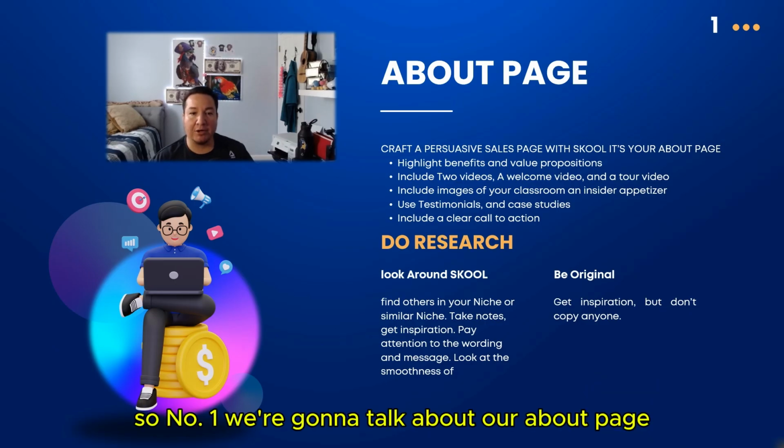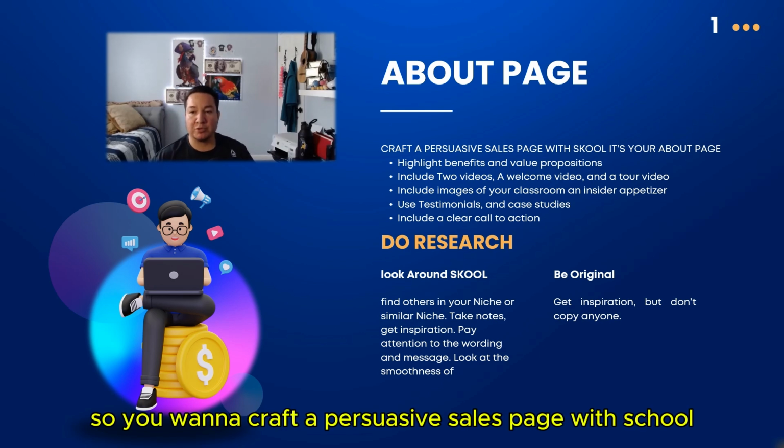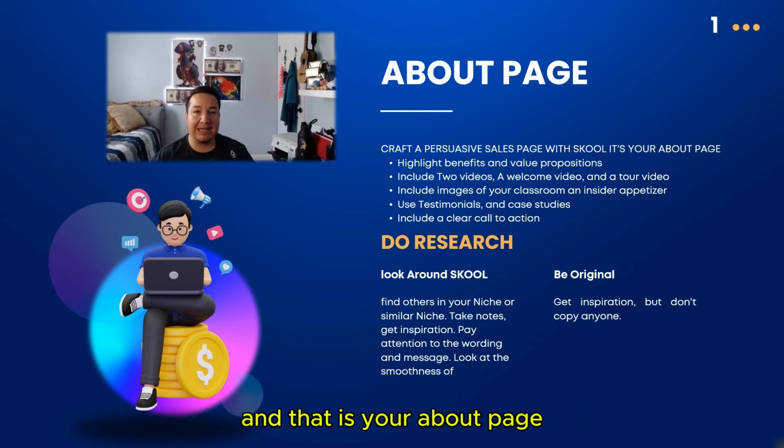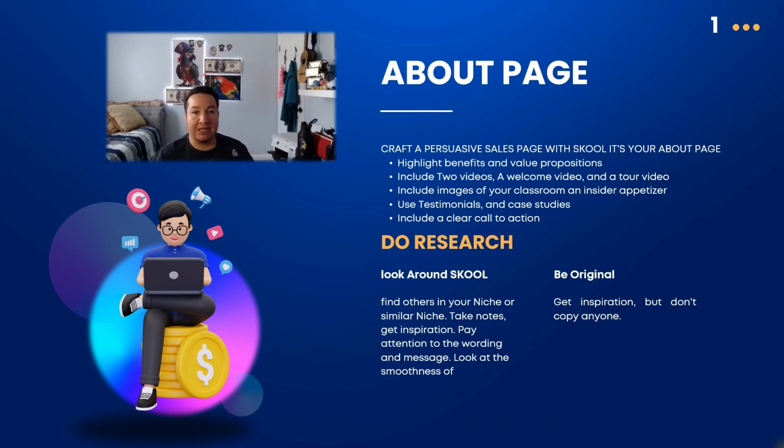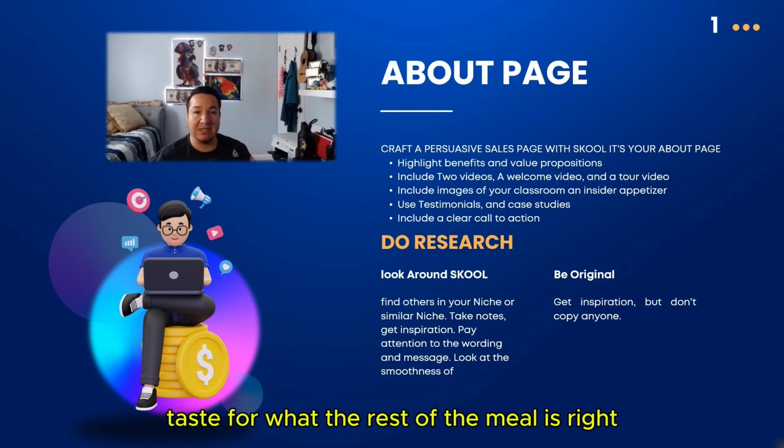So number 1, we're going to talk about our about page. You want to craft a persuasive sales page with SKOOL, and that is your about page. Your about page is the presentation. That's where you're leading everybody to from social media, bringing them over to your about page so they can sign up and go into your group. You want it to be persuasive. You want to give them an appetizer, a taste for what the rest of the meal is, right?